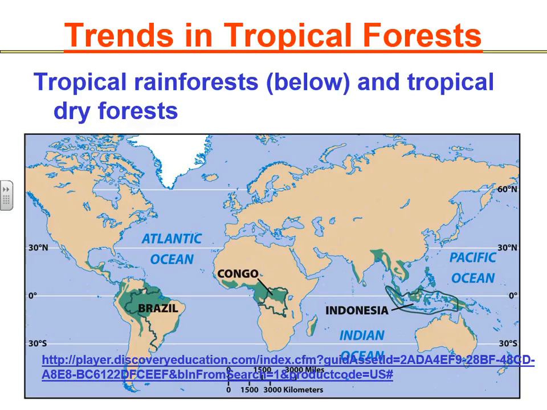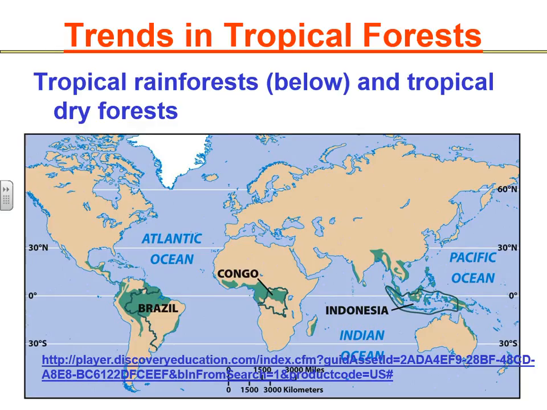A tropical rainforest is a forest that's going to receive more than 200 centimeters of precipitation per year. We talked about this in our biome chapter, so this should be review. A tropical dry forest is a forest that's in the tropics, but it receives less than 200 centimeters per year. Today we'll talk about tropical rainforests. Tomorrow we'll discuss tropical dry forests.